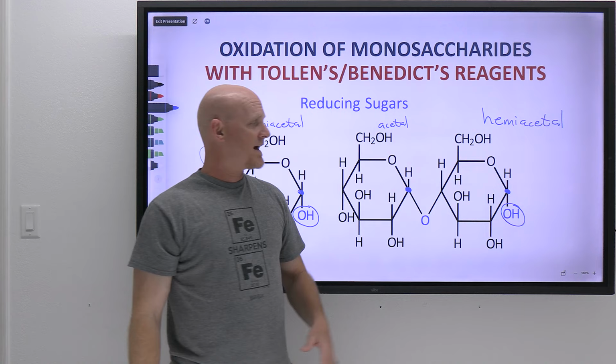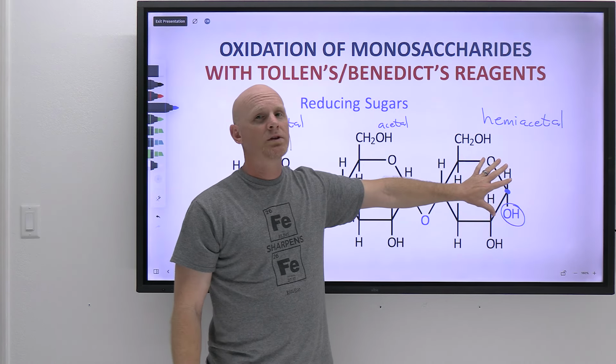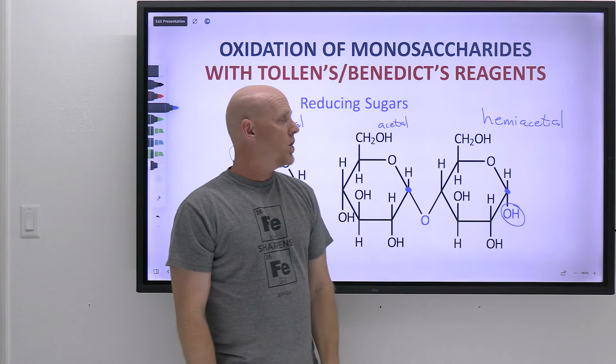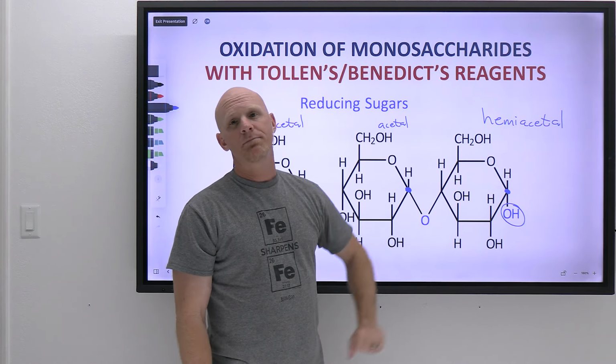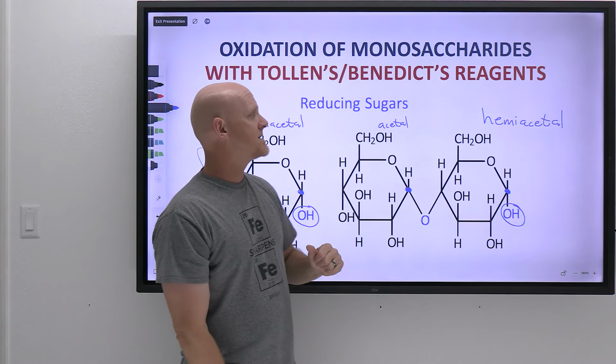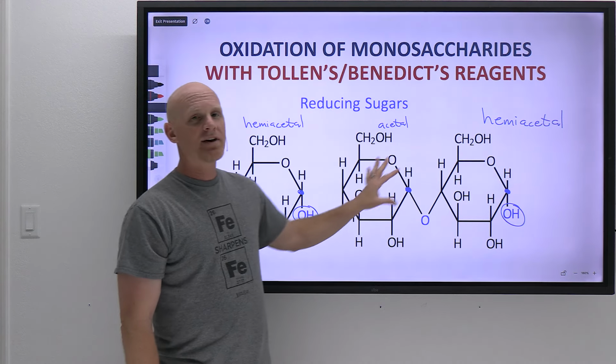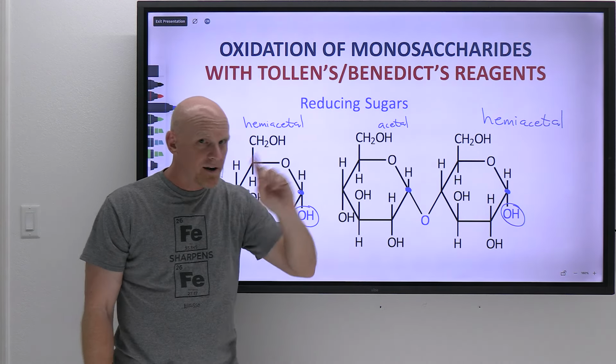So in being a hemiacetal, this one would be in equilibrium with its corresponding open chain aldehyde form, the aldose form, and would react with Benedict's reagent or Tollen's reagent. So in this case, when you've got a disaccharide, all you've got to do is find one hemiacetal.